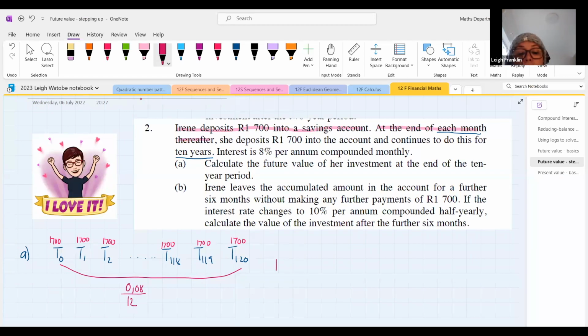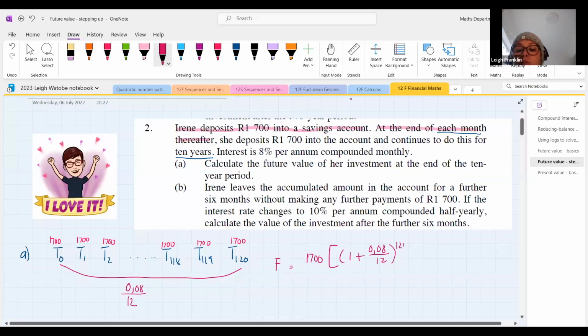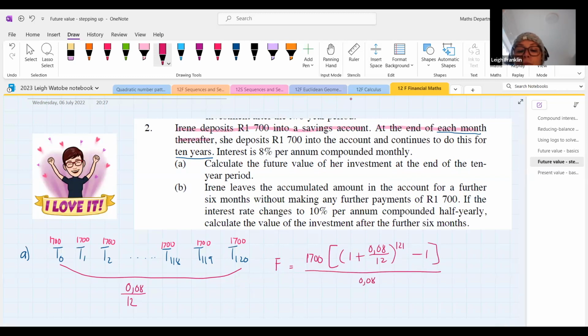Okay, so calculating the future value of her investment. We would say X is 1700, 1 plus our interest rate, 0,08 over 12. How many payments of 1,700 Rand is Irene making? Matrix? How many payments of 1700 is she making? That's great, Mamelo. Quite right. 121. Good job. 0,08 over 12. There we go.